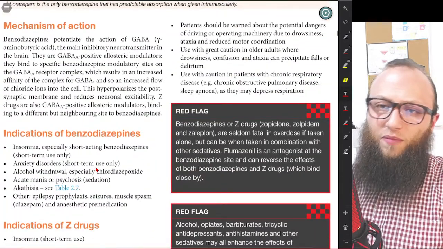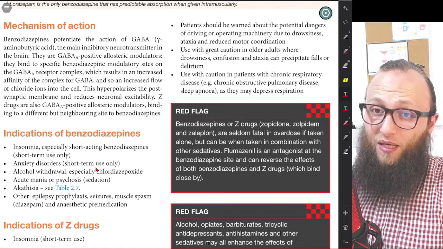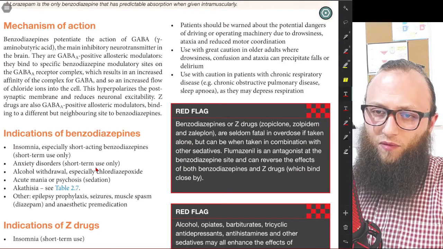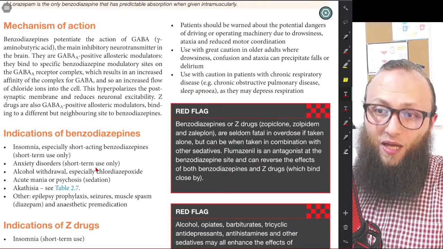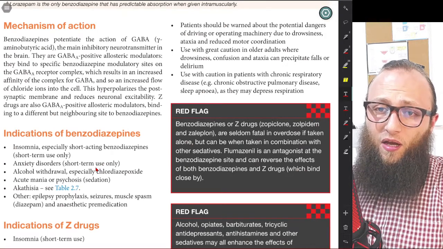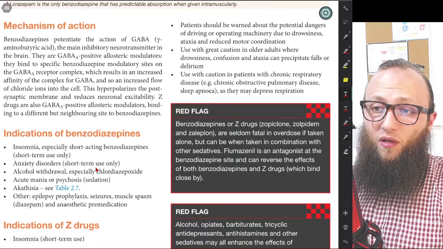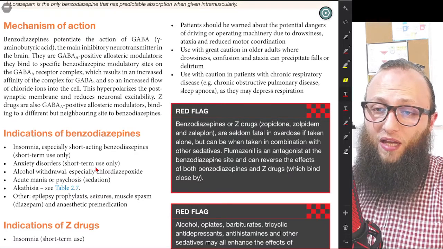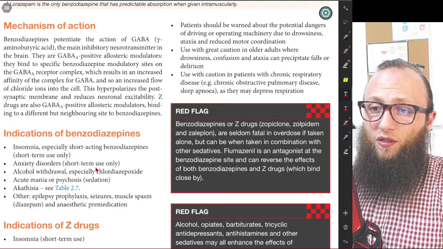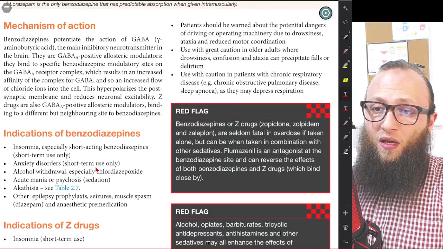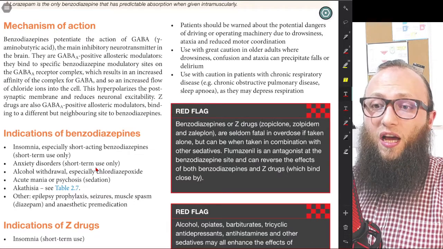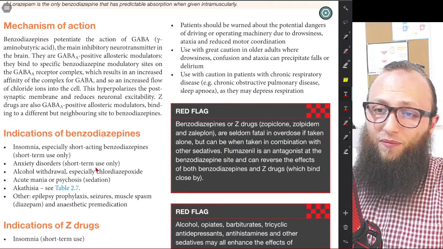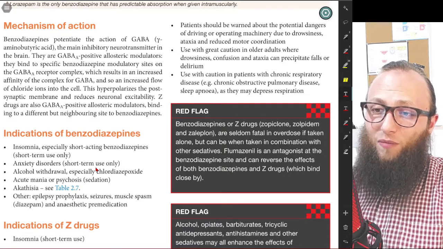Mechanism of action. Benzodiazepines potentiate the action of GABA. It's GABA-A specifically, the main inhibitory neurotransmitter in the brain. They are GABA-A positive allosteric modulators, that's it. They bind to a specific benzodiazepine modulatory site on the GABA-A receptor complex, which results in an increased affinity of the complex for GABA, and so an increased flow of chloride ion into the cell. This hyperpolarizes the postsynaptic membrane and reduces neuronal excitability.